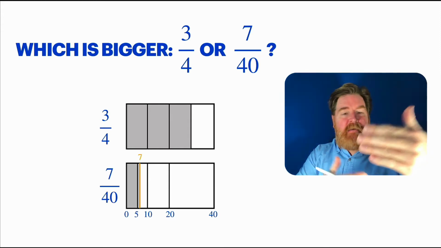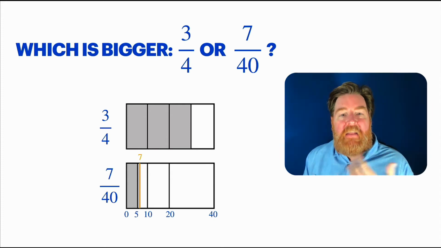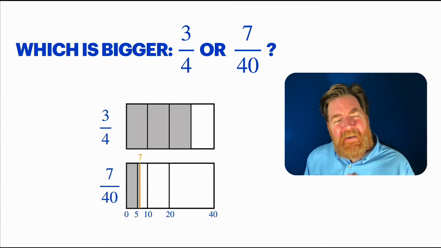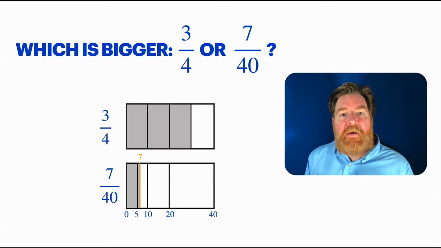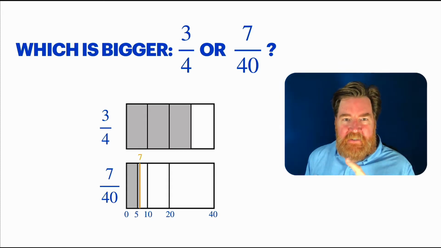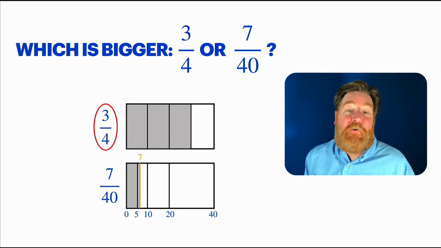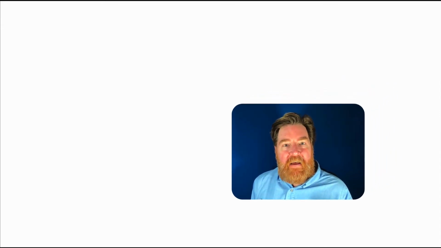Wow, seeing both of those right next to each other, it's so clear that 3/4 is bigger than 7/40. Maybe I could even figure that out before I went through all the work of the benchmarking. Hold on to that for a second. Yes, of course, the answer to the question is 3/4 is bigger. Maybe we don't even need to draw the number bars to decide sometimes.